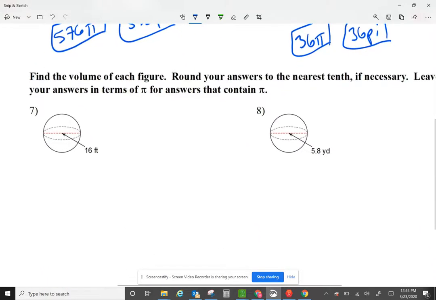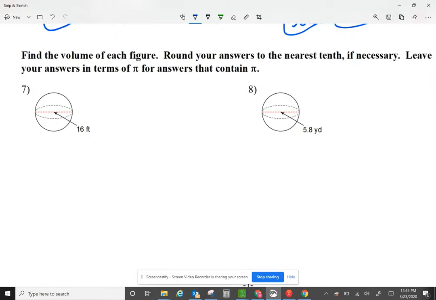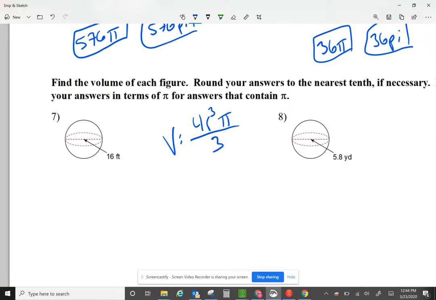Now, let's talk about volume. We talked about volume later, and we said the volume of a sphere was going to be 4 radius cubed pi over 3. I talked about some cones, that it takes 2 cones to fill up a sphere. So we do need the radius. The radius for number 7 is 8. Notice I'm giving you guys a diameter, so make sure you get the radius.